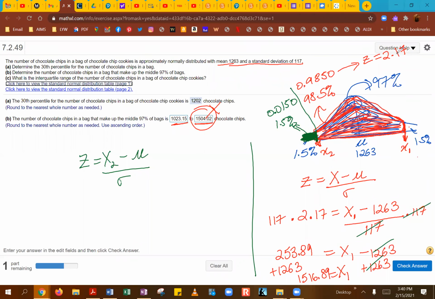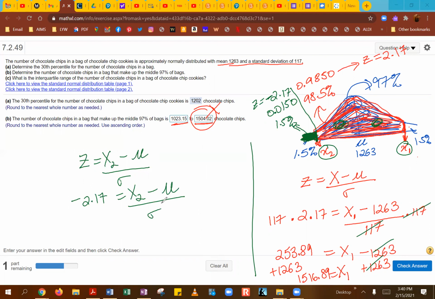Alrighty, so let's go ahead and write that down. So this z-score came out to be -2.17. Honestly, if you find one side, you can just make that negative to get the other side. But remember, this only happens when you have the same area on the left-hand side and the right-hand side. So your z-score is now going to be negative 2.17, x2 is unknown, minus mu. Sorry, we should probably put numbers in there.